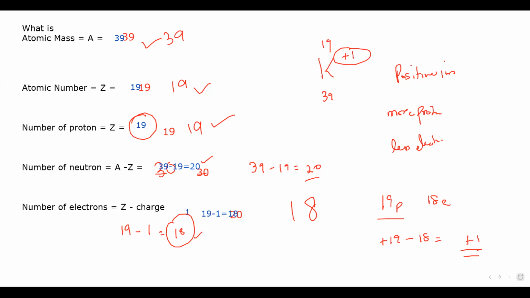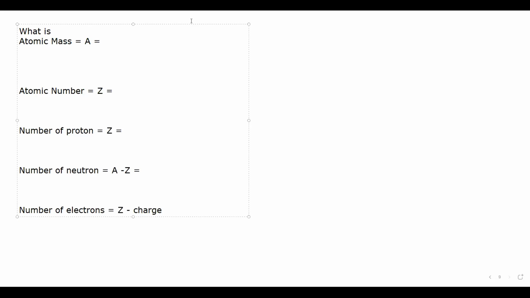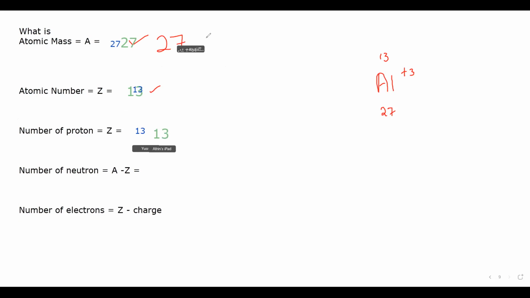Another example. So if it is written aluminium 13 and 27 with a charge plus 3. I want everyone to complete this. What is the atomic mass? It's 27. Atomic number is 13. That's right. What about the number of protons? That's equal to Z. So that is 13. Correct.